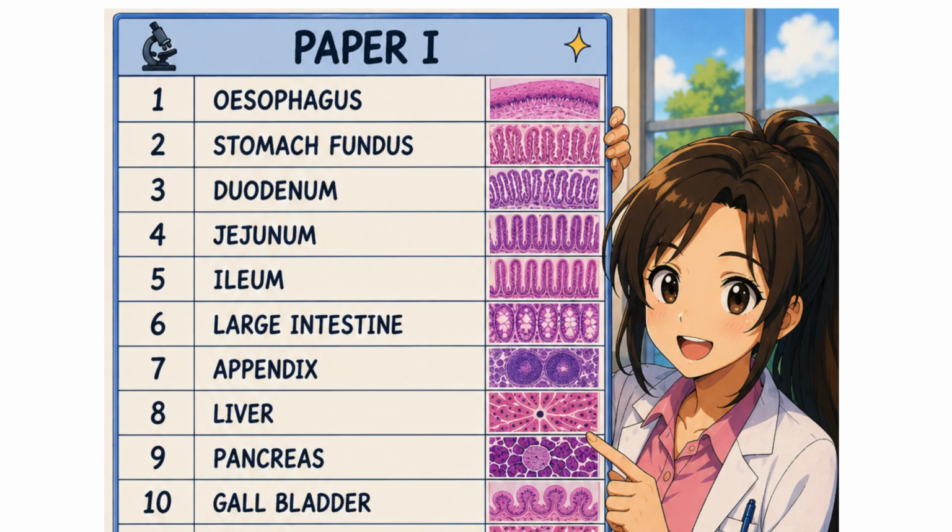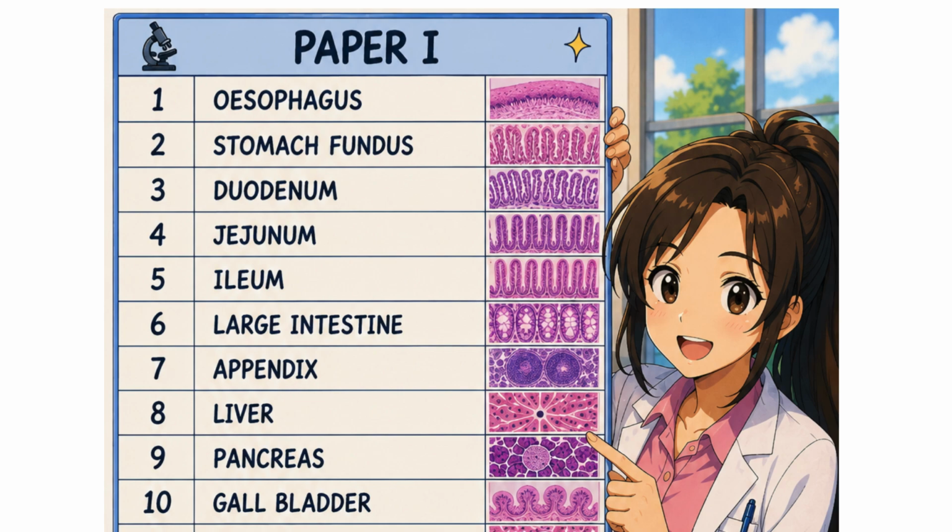Coming to appendix, small lumen and irregular in shape, but you do have abundant lymphoid follicles extending into submucosa, which is a key feature, and crypts are shorter and fewer than colon.